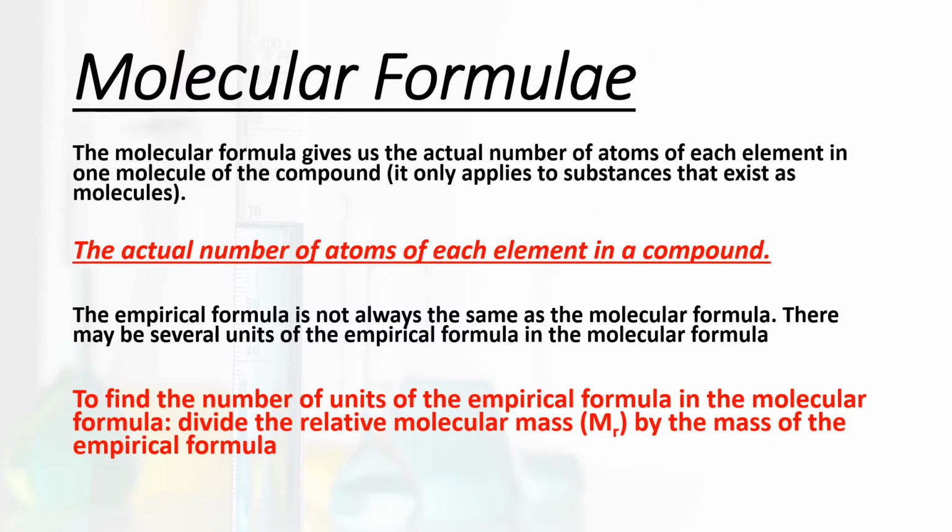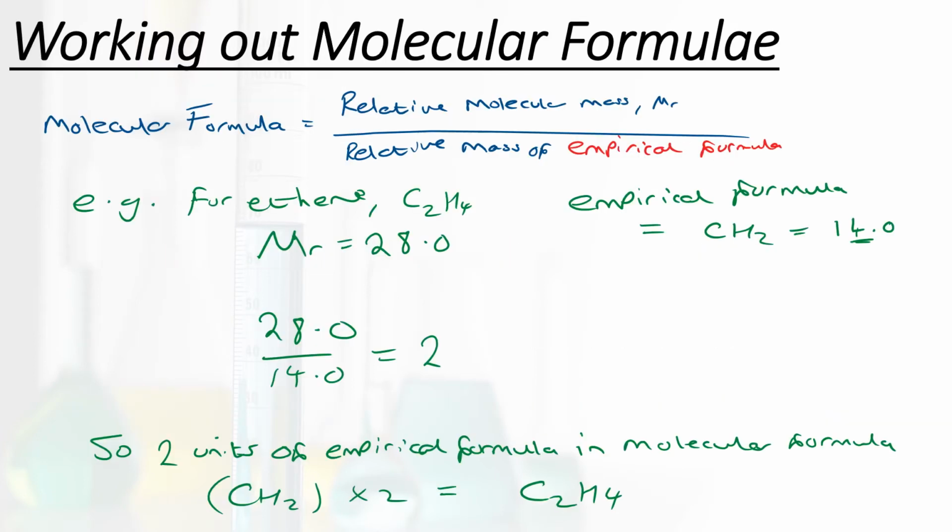So if we're ever asked to work out the molecular formula, the first thing we need to do is work out the empirical formula. To find the molecular formula, and essentially the number of units of the empirical formula that are in it, we divide the relative molecular mass of the compound that we are given by the mass of the empirical formula. So to find our molecular formula, we take the relative molecular mass of the compound and divide it by the relative molecular mass of the empirical formula.